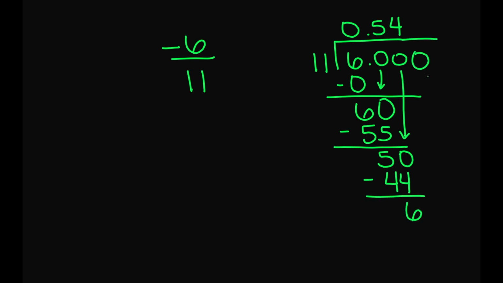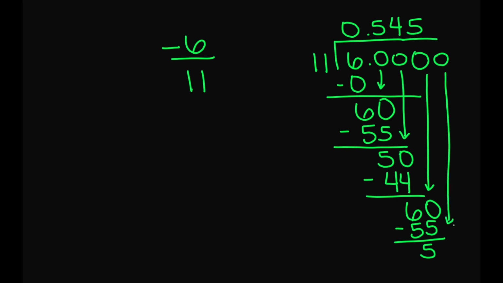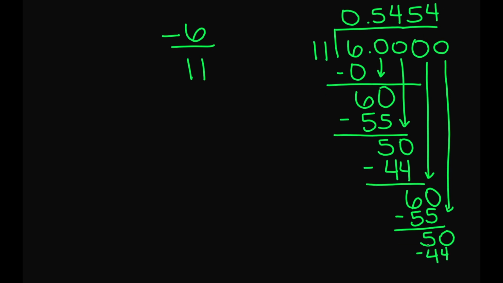I'm going to bring down my 0. 11 goes into 60 5 times. 11 times 5 is 55. 60 minus 55 is 5. Bring down my 0 one more time. 11 goes into 50 now. How many times? It goes in 4 times. 11 times 4 is 44. 50 minus 44 is going to equal 6.